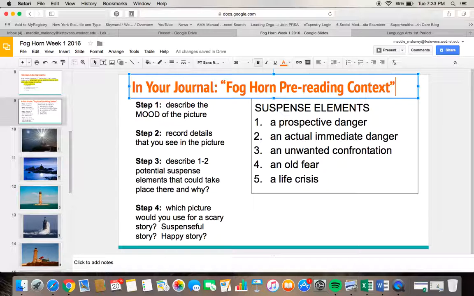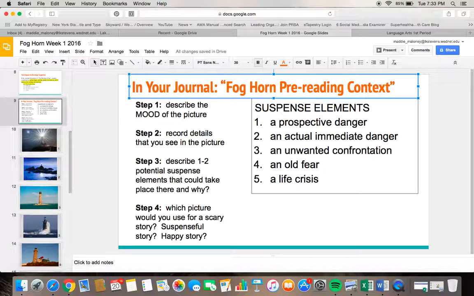So we're starting a new story tomorrow. I hope that you are able to be in class for that. If not, the text is online, so I'll have a lesson up and it's pretty easy to get caught up with this story. So The Foghorn by Ray Bradbury is what we're reading, and we're going to build some context, which means information that's going to help us understand the story better. Background knowledge, basically. So in your notebook, I would like you to record step 1, 2, 3, and 4.